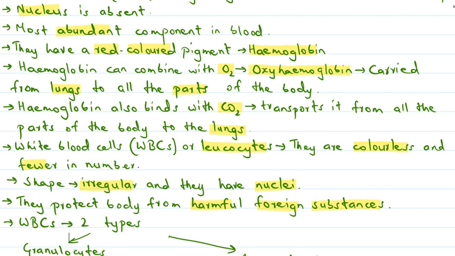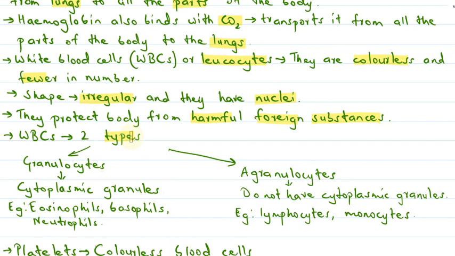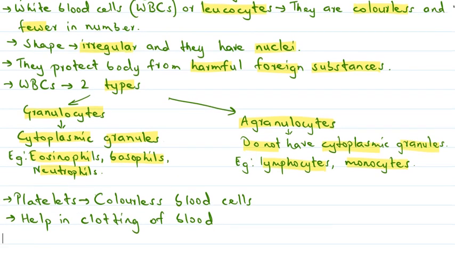Okay. So WBCs can be further classified into two types, that is granulocytes and agranulocytes. So granulocytes are those WBCs which have cytoplasmic granules present. For example, eosinophils, basophils, neutrophils. And agranulocytes are those WBCs which do not have cytoplasmic granules. Okay. So for example, lymphocytes and monocytes. Then we talked about the platelets. So platelets are also colorless blood cells. Their main function is that they help in formation of blood clots.